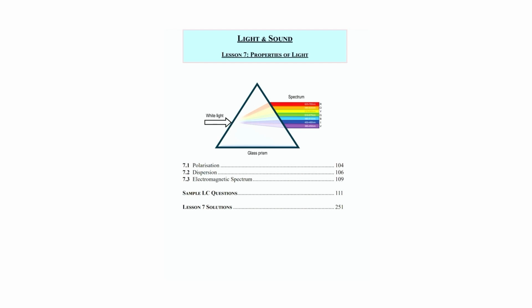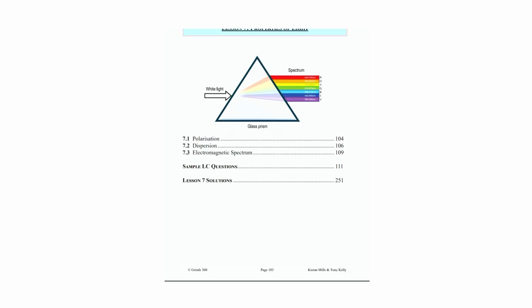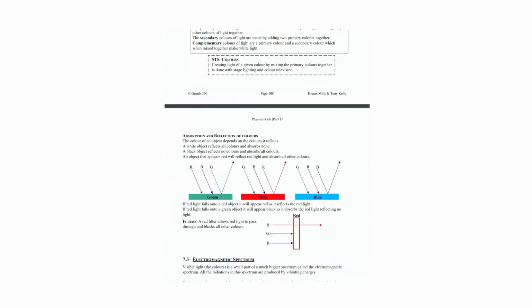So welcome to lesson number 7 from Light and Sound, where we're looking at the properties of light. We're now on the very last part of this. We're going to look at 7 part 3, which is the electromagnetic spectrum. So let's go to your notes on the electromagnetic spectrum.